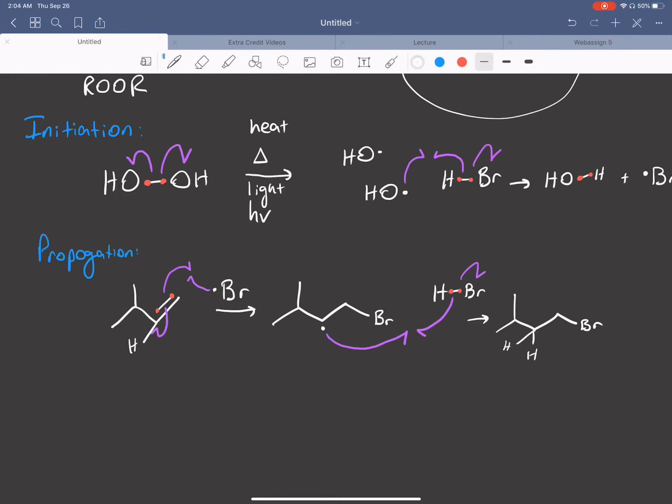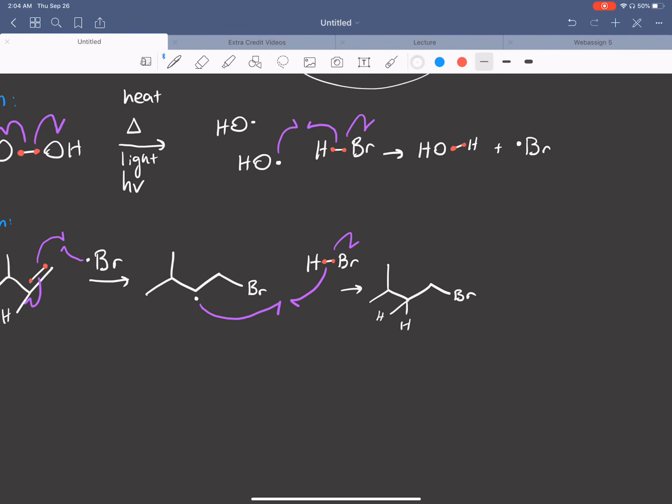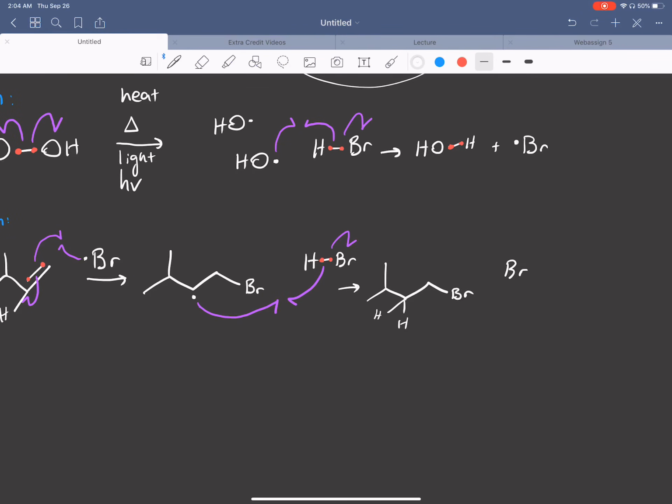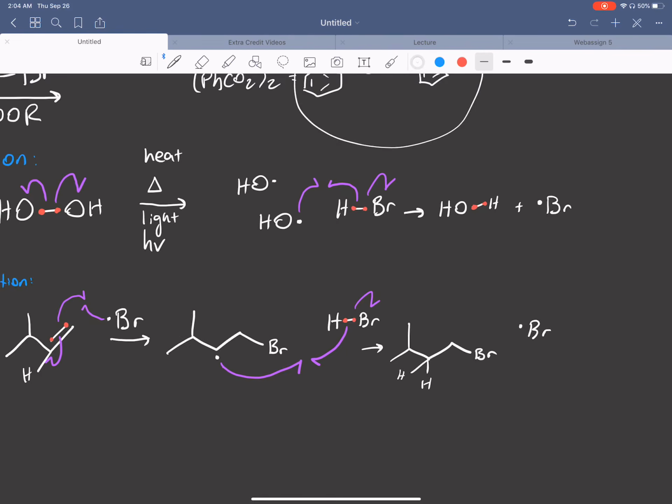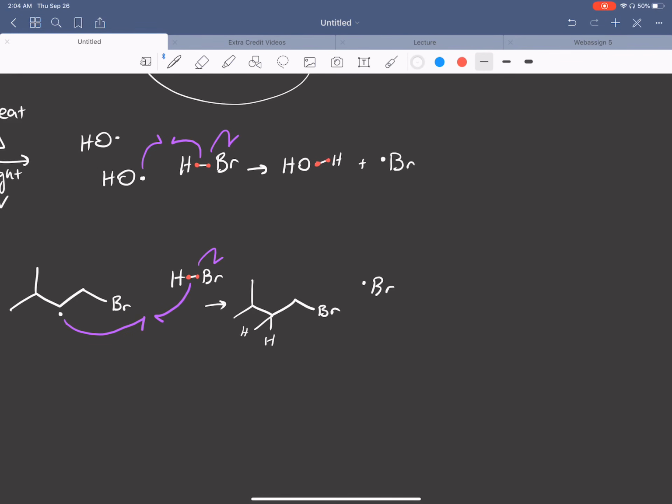So you can see that we put a Br in the end on the least substituted carbon, right? We put it on the least substituted carbon, and we also have this Br radical over here. So you can see we actually formed another Br radical similar to our initiation step. And so that Br radical will react with another one of our alkenes to give another Br radical, okay?